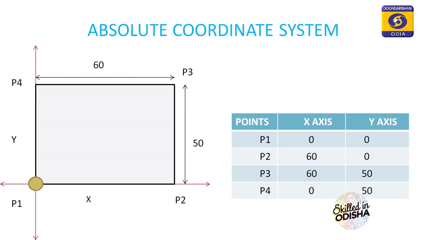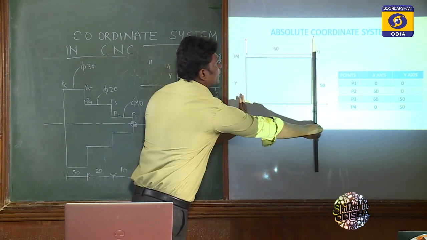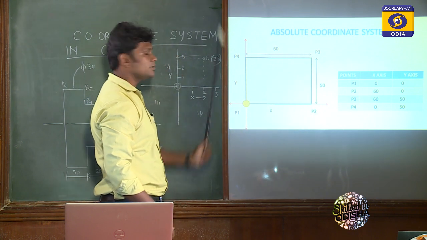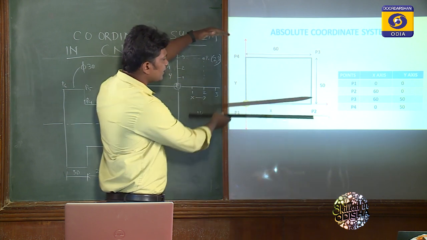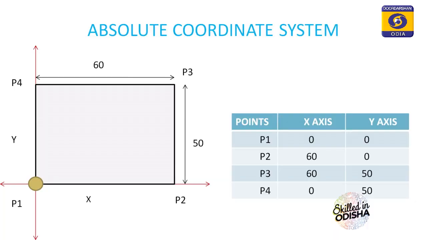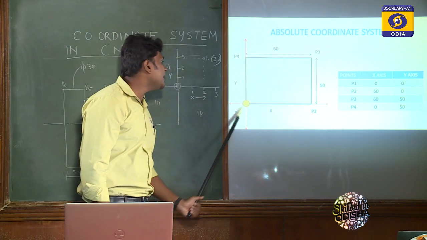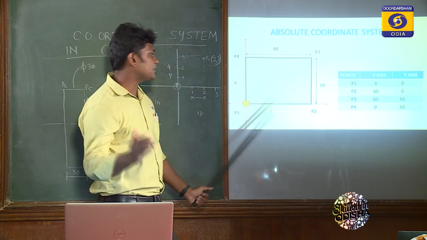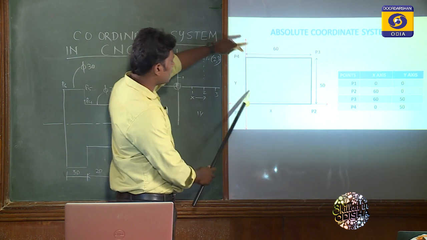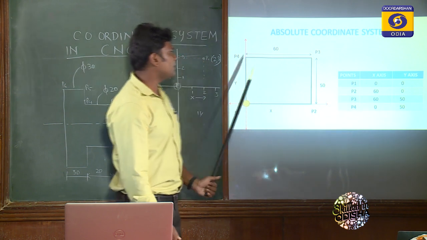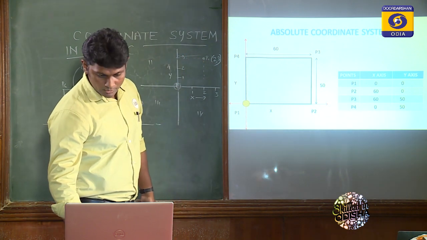Next, P3 lies at the same distance from the origin along the x-axis, the same 60 value. What is the height of P3 over the origin? P3 lies above the origin at this distance, that is 50. So I have represented x as 60, y as 50, so 60, 50 is its location. P4 lies just above the origin on the y-axis. We know the x value will be 0 because there is no increase in the x value, so x is 0. And as this point lies above the origin at a height of 50, the y value will be 50. This is a simple diagram you can draw even for complicated programming.